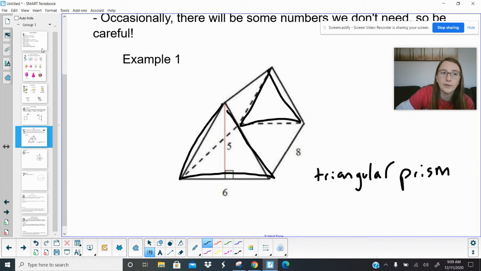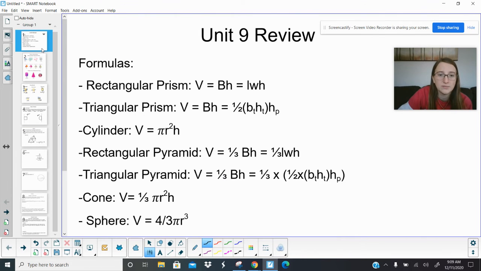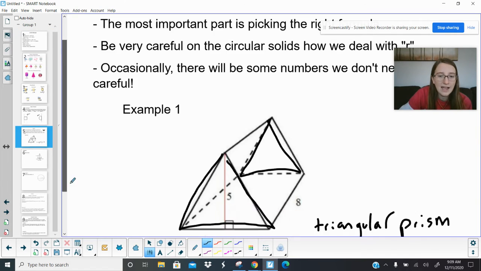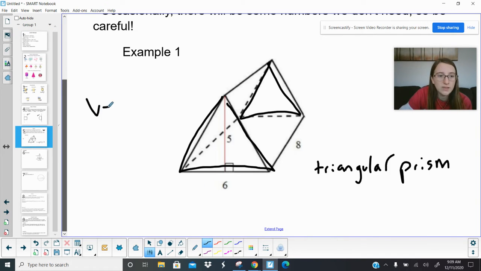So we're going to copy our formula for triangular prism. Take a moment to copy it. Triangular prism. Okay, let's go back. We have volume equals 1/2 base of the triangle times height of the triangle times height of the prism.